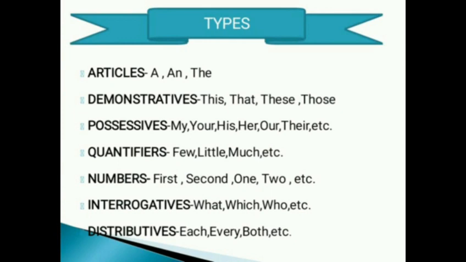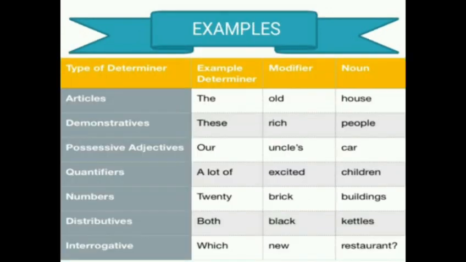Types of determiners: articles, a and the; demonstratives, this, that, these, those; possessives, my, your, his, her, our, their, etc. Numbers, first, second, one, two, etc. Then interrogatives, what, which, who, etc. Distributives, each, every, both, etc. Many others there are. So these are the types of determiners, and on the opposite side you can see the keywords related to these determiners.